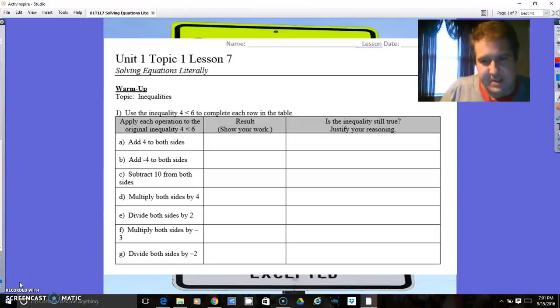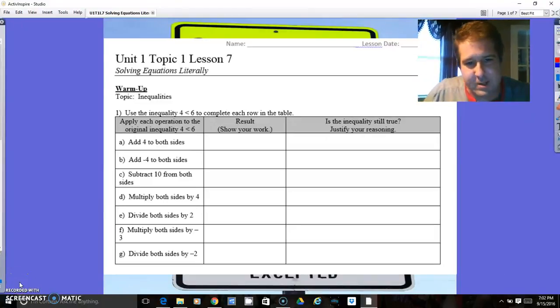Alright, we're on lesson 7. This is it, the last lesson of Unit 1, Topic 1. It's going to start off with some inequalities, which we're going to start in the next topic. Inequalities is what we do next.